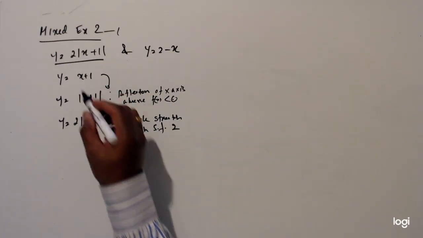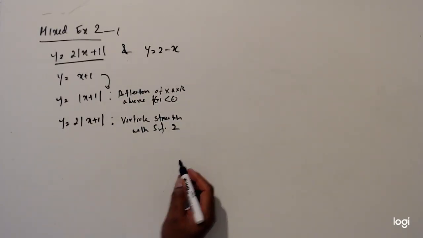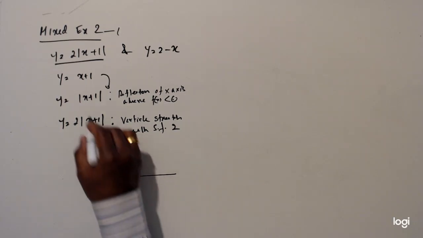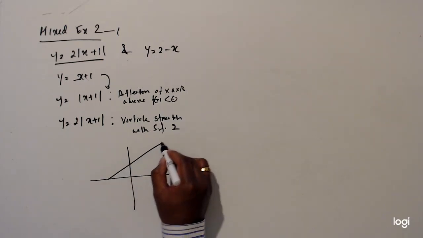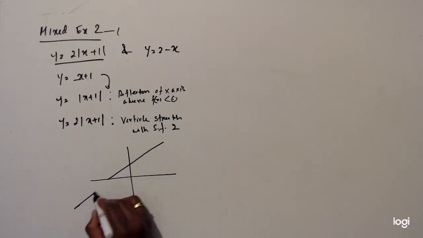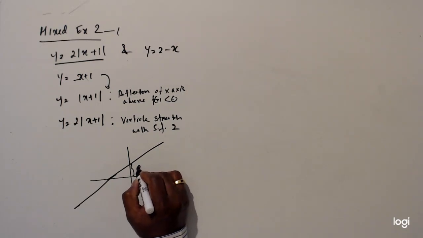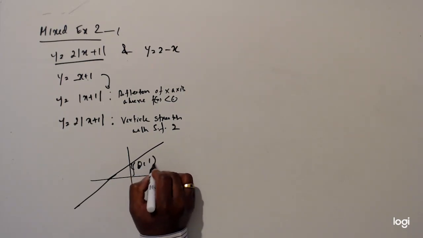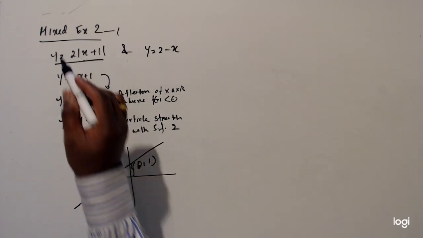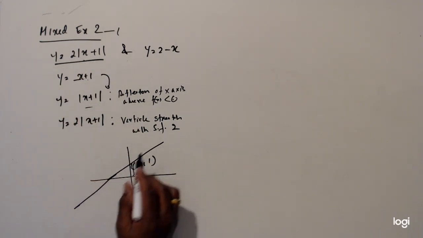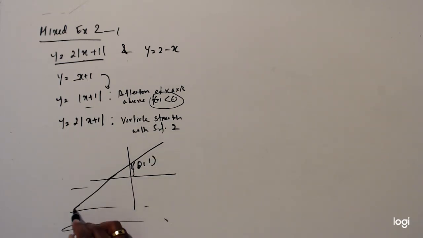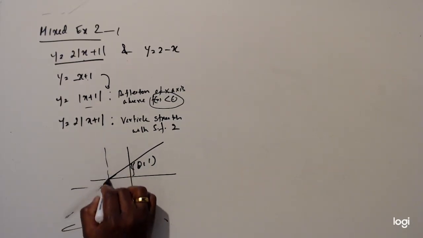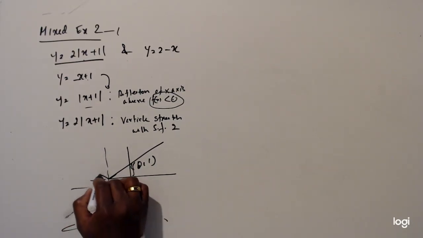So we'll draw this one, y equals x plus 1: positive gradient, and plus 1. Zero, 1 is the coordinate, and then the mod graph. So f(x) is less than 0 in this area, so the graph is this part. We have to erase this one and reflect that part in the x-axis.